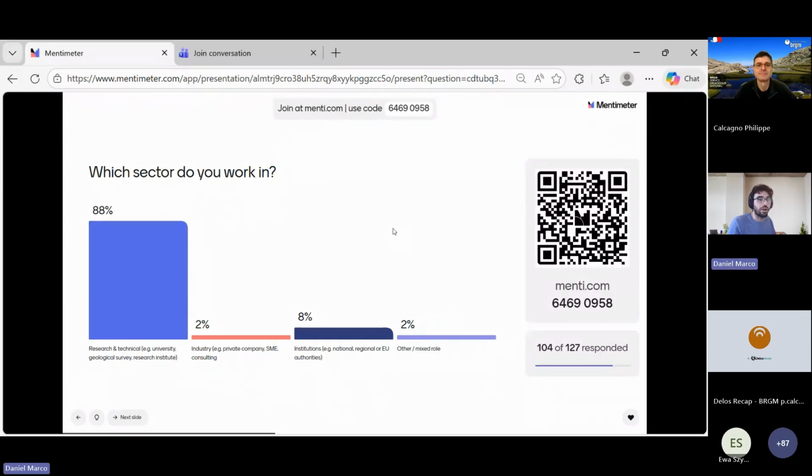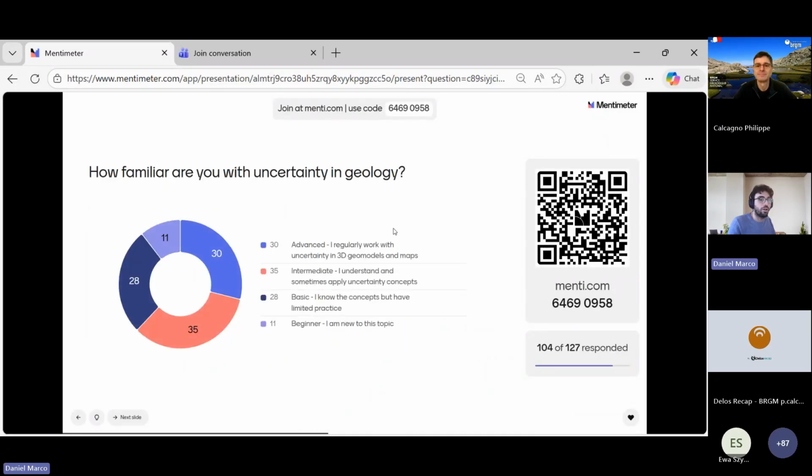Let's now see how you are familiar with uncertainty in geology. As we can see on the screen, we have 30 people that show they have an advanced level. 35 is dominant with an intermediate level of familiarity with uncertainty in geology. 28 basic and 12 beginner.